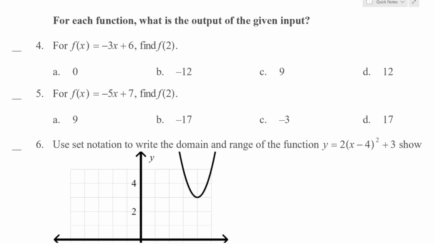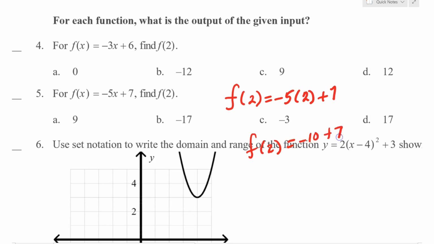For number 5, we have f of x equals -5x plus 7. Find f of 2. So we're going to substitute 2 in for x. So we have f of 2 equals -5 times 2 plus 7. So we have f of 2 equals -10 plus 7. So your answer is -3. So your answer is C.